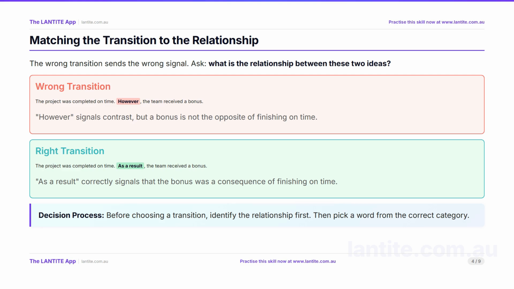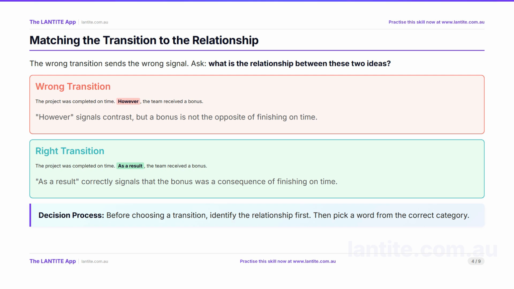Using the wrong transition is worse than using no transition at all because it actively misleads the reader. Look at this example. The project was completed on time. However, the team received a bonus. The word however signals contrast. It tells the reader to expect something surprising or opposite. But receiving a bonus is not the opposite of finishing on time. It is a result. So the correct transition is as a result. The project was completed on time. As a result, the team received a bonus.